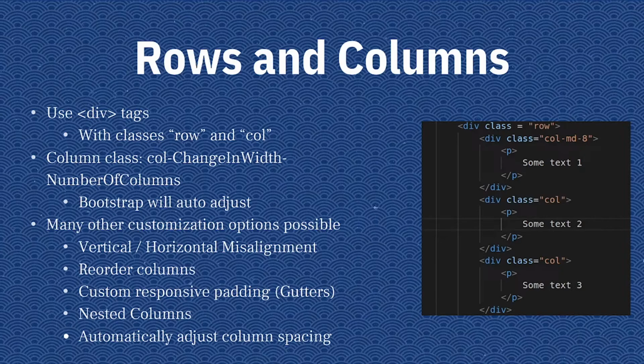The others are optional. There are many other customization possibilities, such as vertical or horizontal misalignment. You can reorder the columns within one row, and you can also do custom responsive padding, which Bootstrap calls gutters. And there's also nested columns as well as rows, and you can automatically adjust the column spacing based on the web content that resides within the col class.